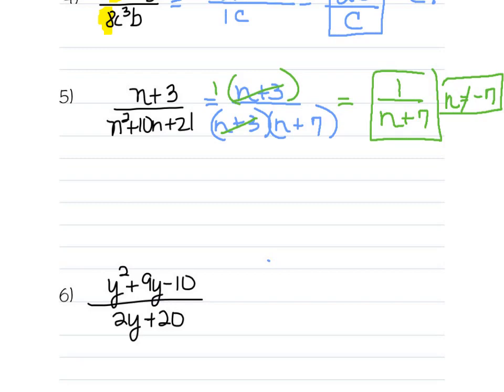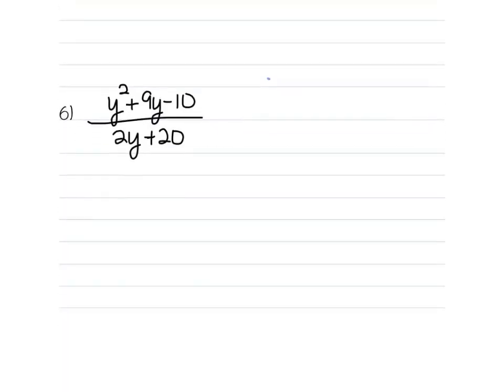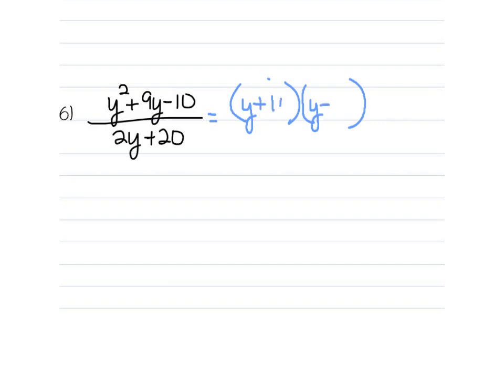Okay. Let's try number 6. Here we go. Let's go ahead and factor the numerator first. So we'll use P and S. Two numbers, their product is negative 10, so I know I have a positive and a negative. And their sum is positive 9, so my 10 is positive and my 1 is negative.